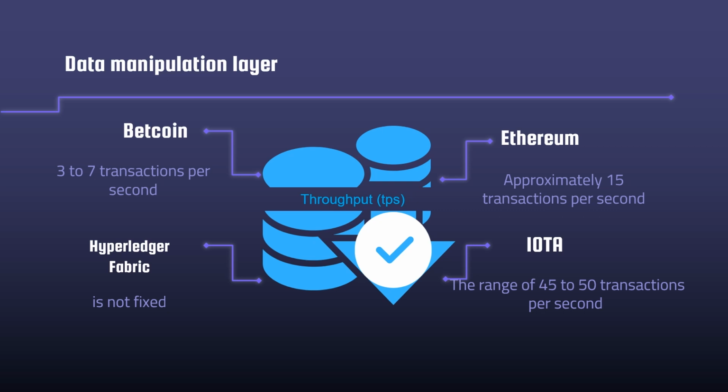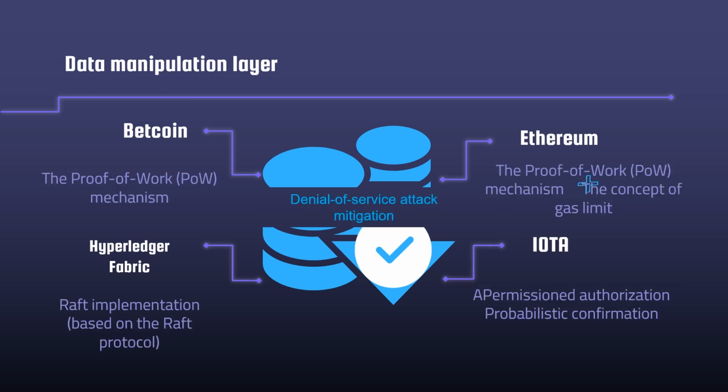The next feature refers to how many transactions a system can process over a period of time. In Bitcoin, 3 to 7 transactions per second. Ethereum approximately 15 transactions per second. IOTA in the range of 45 to 50 transactions per second, while in Fabric it is not fixed. To mitigate denial of service attacks, Bitcoin uses proof of work, while Ethereum utilizes proof of work and gas limits. IOTA uses probabilistic confirmation. Fabric utilizes the Raft protocol.